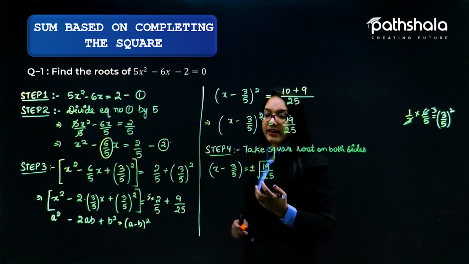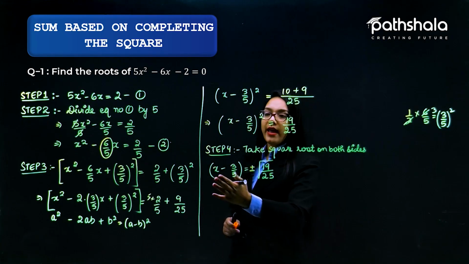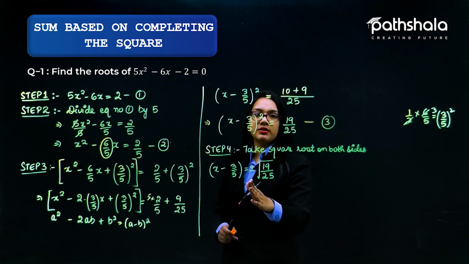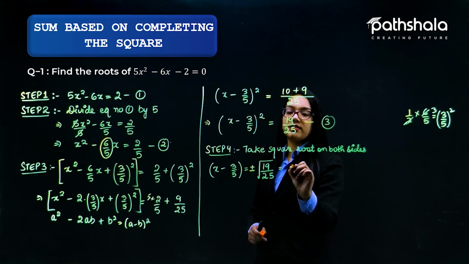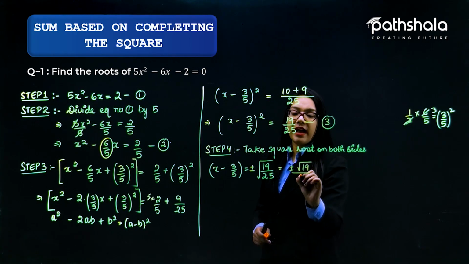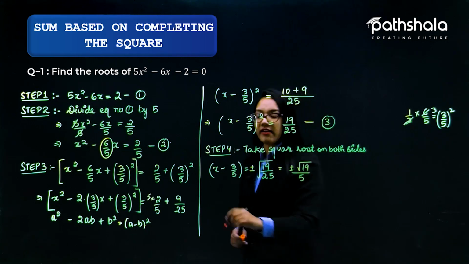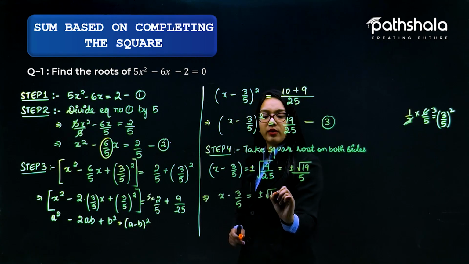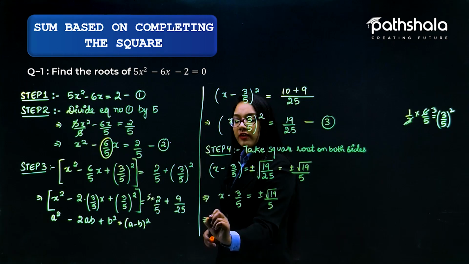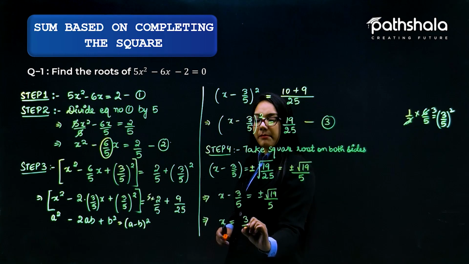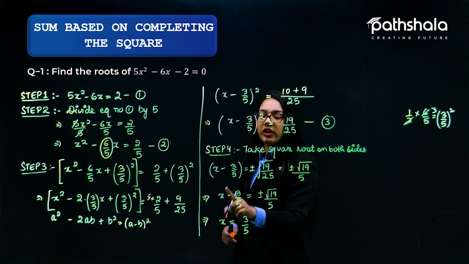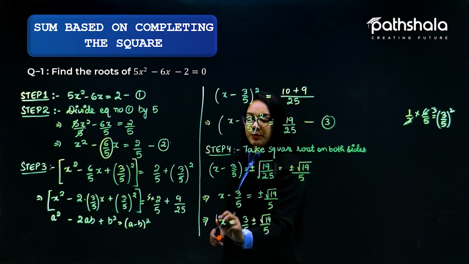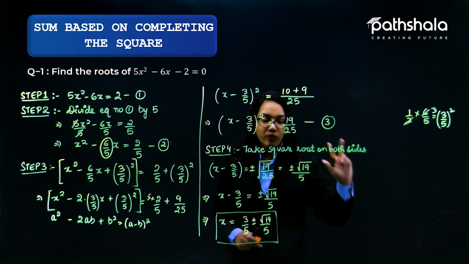So if we are taking the square root on both sides, then we have x minus 3 by 5, let us call this equation 3, equal to plus minus square root of 19 by 25. Furthermore, we can write this as square root of 19 by 5, because the square root of 25 is obviously 5. So x minus 3 by 5 is equal to plus minus square root 19 by 5, and furthermore we can write x equal to 3 by 5, because if we take the negative to the other side it becomes positive, plus minus square root 19 by 5.